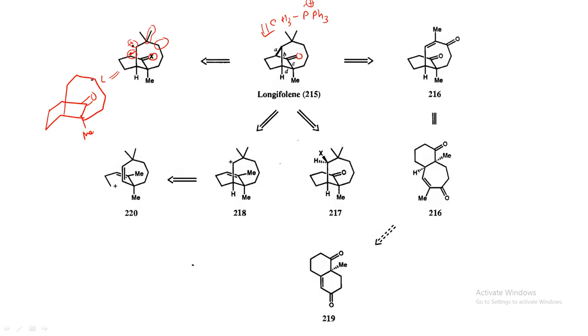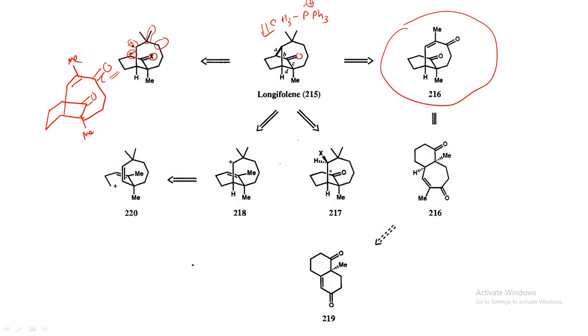So we have told to introduce one functional group, which is keto, over here, and we need to make this position electrophilic. So a normal Michael acceptor kind of thing we can think of, and here one methyl group is there. To make one double bond, we need to remove one methyl group. That's why it is like this. So this is nothing but the molecule 216. So this is one of our approaches.